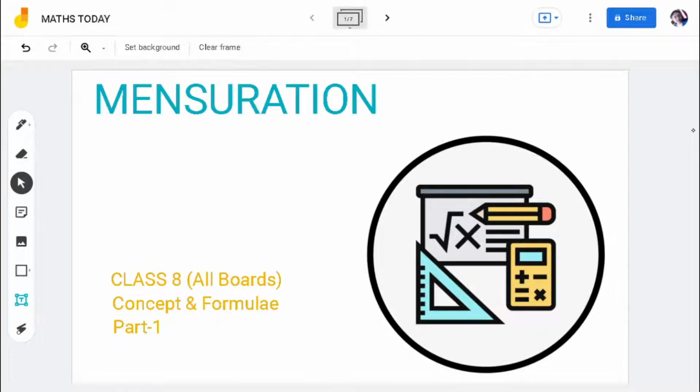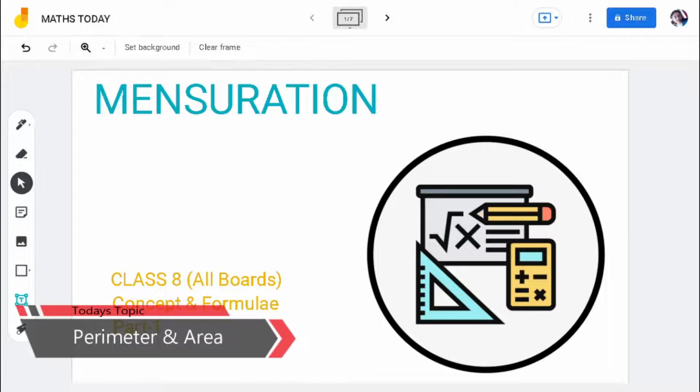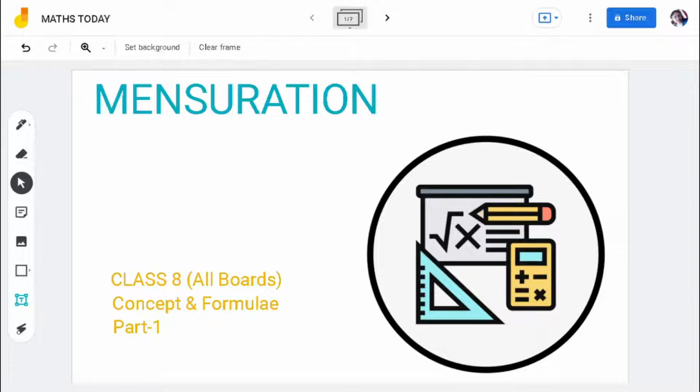In this video, we will learn about the concept of mensuration and we will see the meaning of perimeter and area and how to find the area and the perimeter of different plane figures. This concept has already been taught in the lower classes. In this class, we will learn about the area and perimeter of some more plane figures like trapezium, quadrilaterals, rhombus, etc. So let's start the video.